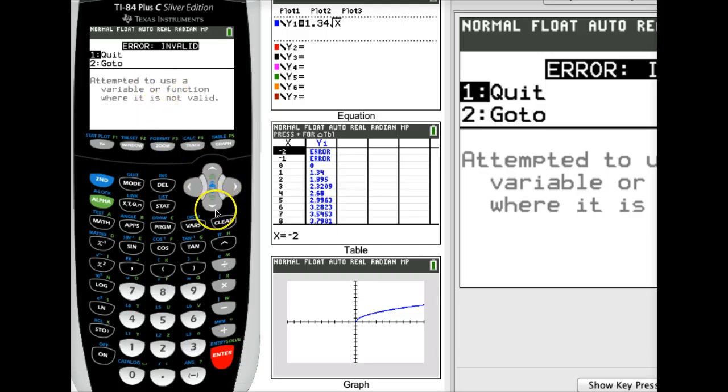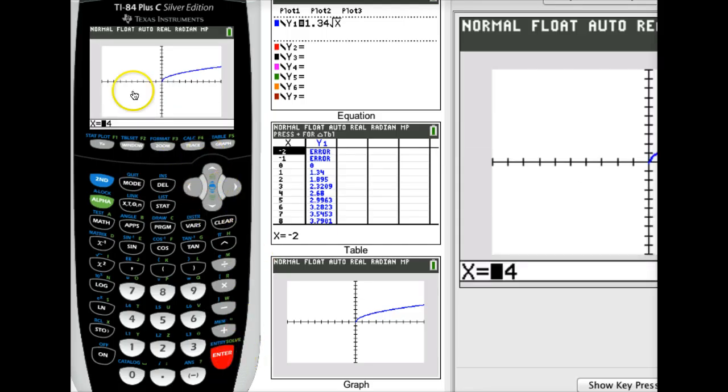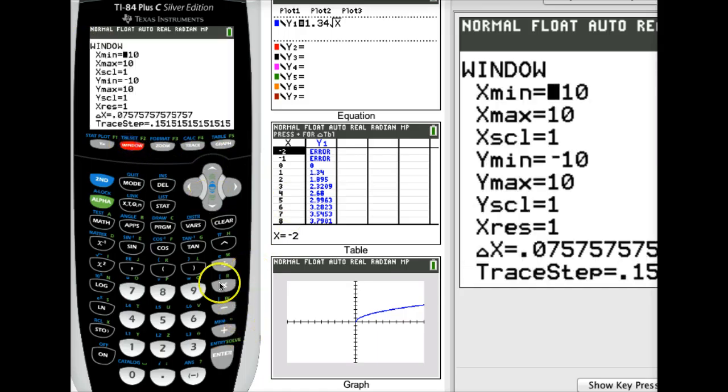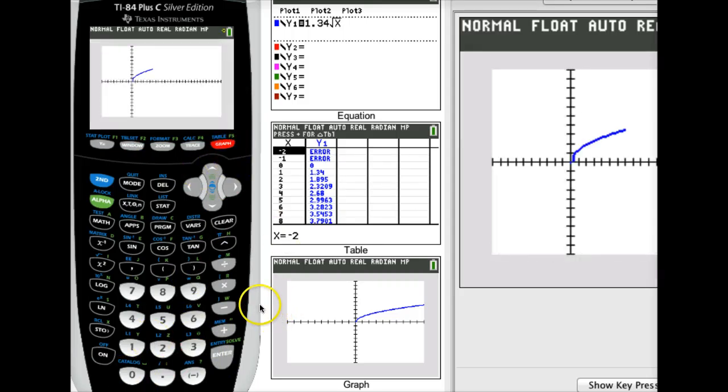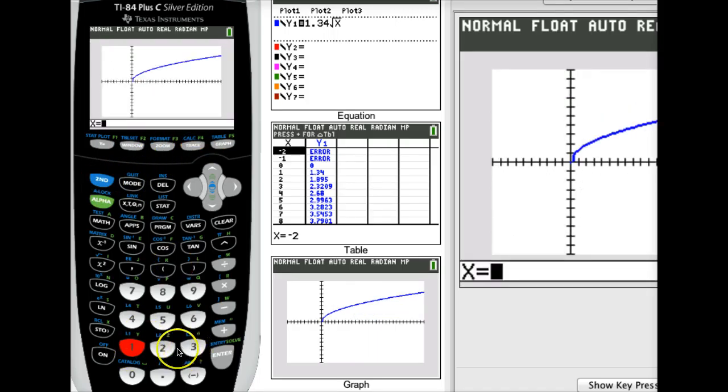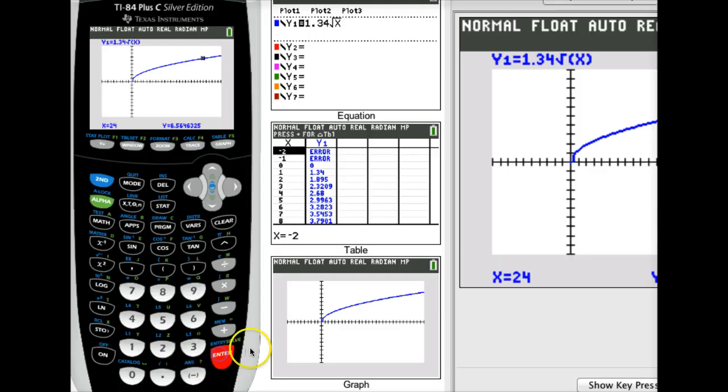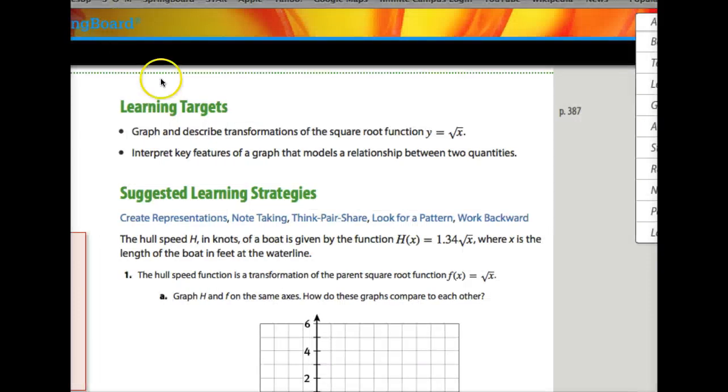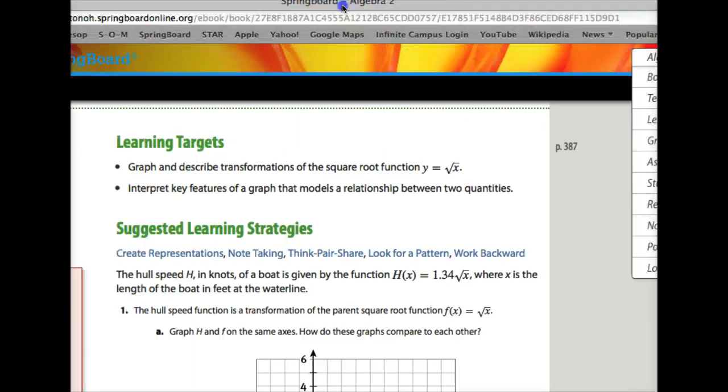Why is it telling me invalid domain? Oh, because I didn't make my window big enough. So that's an even better review than I thought. Remembering that we have to have a domain as big as the number that we're plugging in. Of course, you could also scroll in the table too. It just takes a while to scroll down that far. So second trace, we'll try this again. 1, and then enter 24. And then look, our estimation is pretty spot on. Y equals 6.56. So when we said about 6.5 knots, we were very, very close.